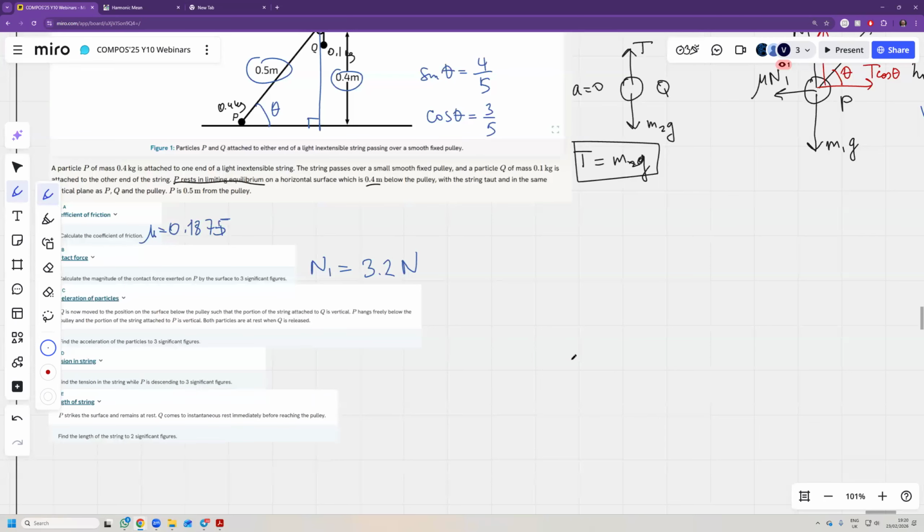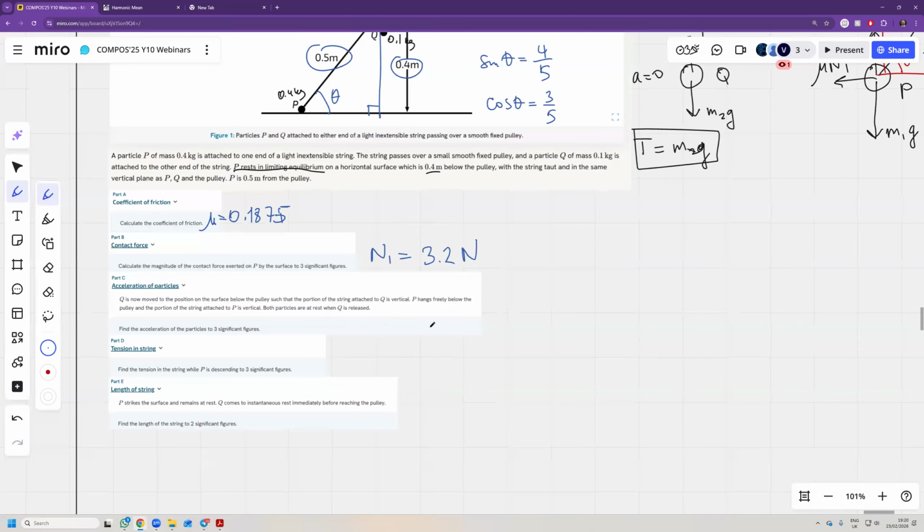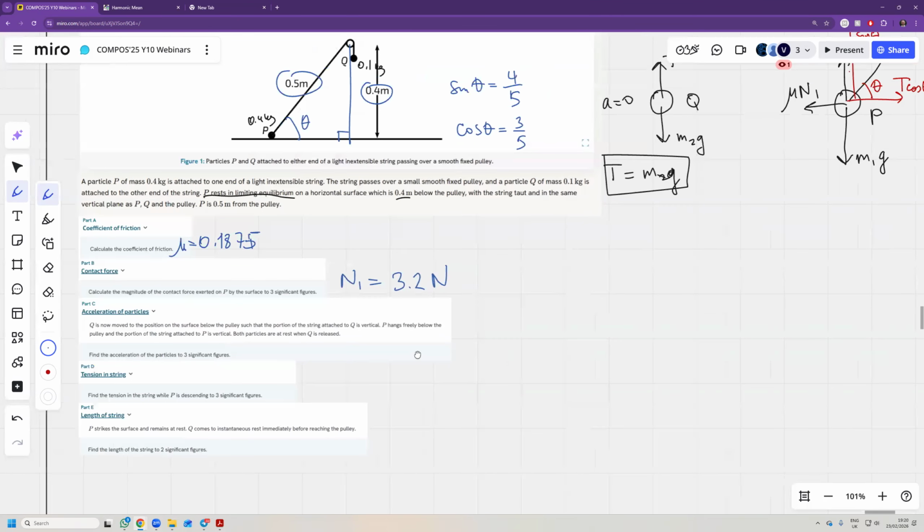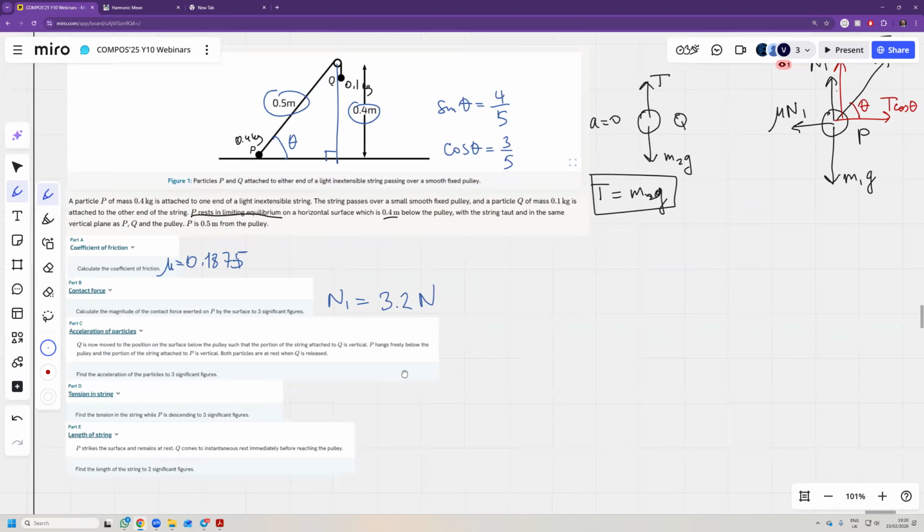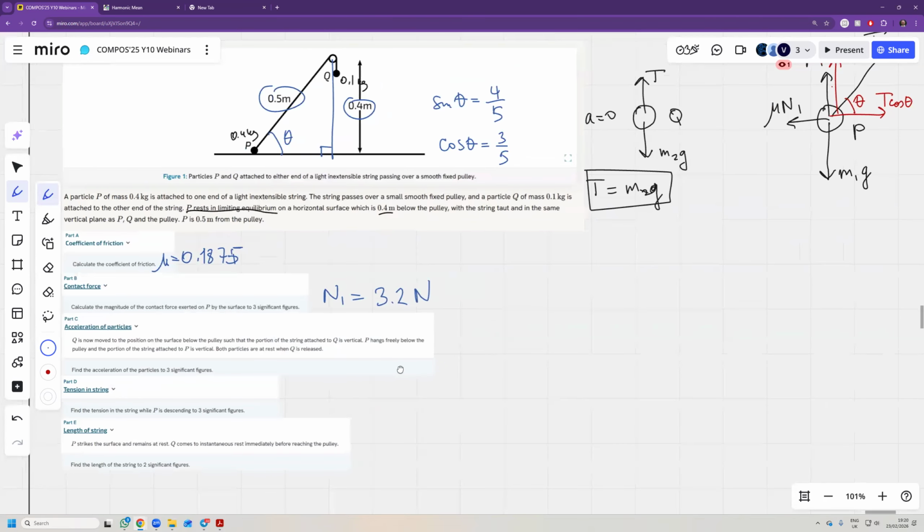Acceleration of particles. Q1 is now moved to the position on the surface below the pulley, such that the portion of the string attached to Q is vertical. P hangs freely below the pulley. Right, so we have a situation here. So Q is here, P is here, and the pulley is here. And now we need to find the acceleration.